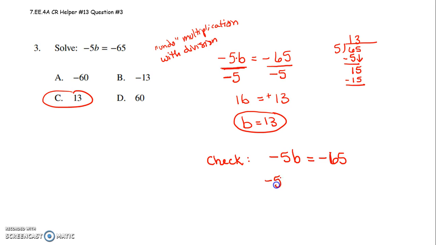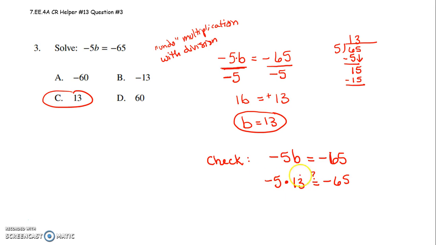So it's negative 5. And then you have to show what's the operation between the negative 5 and the b. Oh, that's multiplication. So we have negative 5. In place of b, we put a 13 equals negative 65. And we're hoping that is correct.